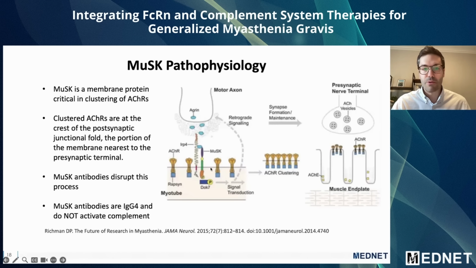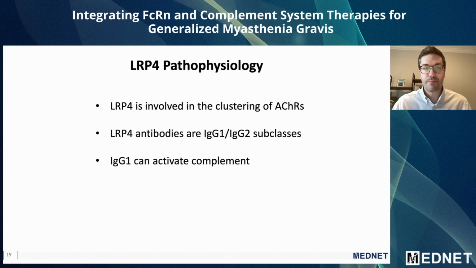So MuSK antibodies, therefore, are going to disrupt this process. Another note to make is that MuSK antibodies are IgG4, and therefore they do not activate complement. LRP4, as I mentioned, is involved in that clustering of the AChRs. They've been found to be IgG1 and IgG2 subclasses, where IgG1 can activate complement, thinking forward about possible treatments that could help with LRP4 disease.